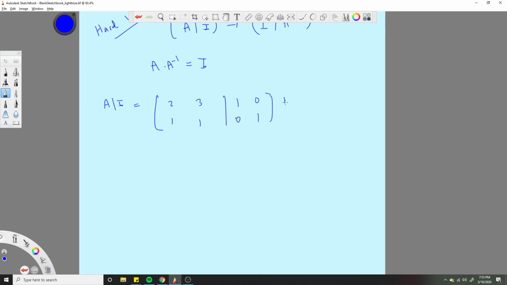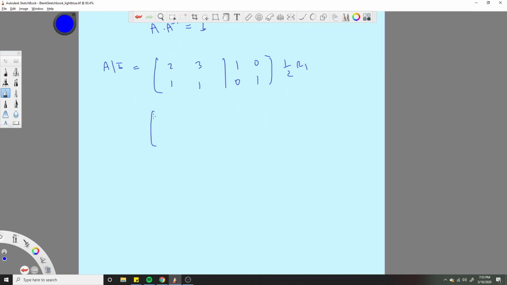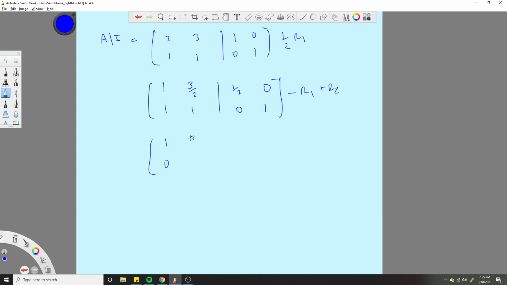Now for the first reduction, you want to get this to become an identity. So we're trying to get the left side to become an identity. We want the left side to look like the right side right now. So 1/2 R1. We would have a 1 here, 3/2 here. This would be a 1/2, 0. Nothing happens to row 2. Same thing. Okay. So now we add negative row 1 to row 2. Negative row 1 plus row 2. So we would have a 1, 0, 3/2. Negative 3/2 plus 1 is going to be negative 1/2. Negative 1/2 plus 0 is negative 1/2. And 0 added to 1 is just 0.